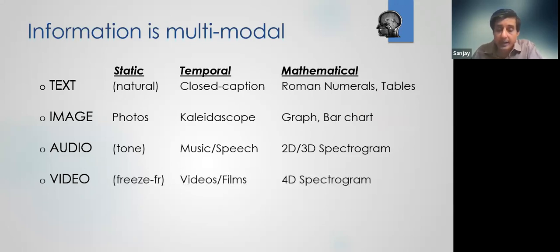And video, again, has the same thing. In video, you can freeze the frame, you can pause a video. A freeze frame is a static representation of a video. The temporal form, the normal form in which we see videos, is as videos and films. The real world to us is really a temporal form of video. Everything that happens around us that we see through our eyes is in fact video.